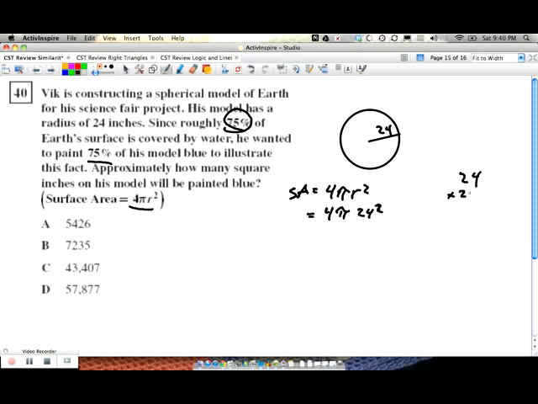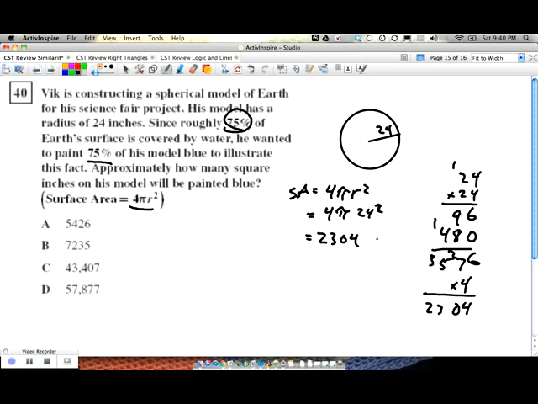And 24 squared, we got 4 times 4 is 16, 96. Then 2 times 24 is going to be 48. So put that all together, we have 576. So this is going to be 576, and we're going to multiply that times 4. Wow, 4 times 6 is 24. That's going to be 30. So 2304. So this is 2304 times pi.